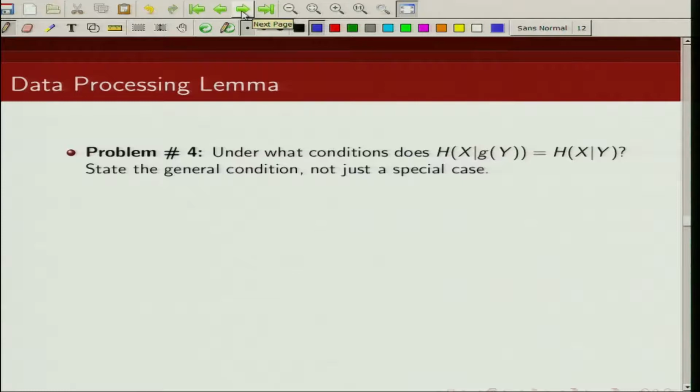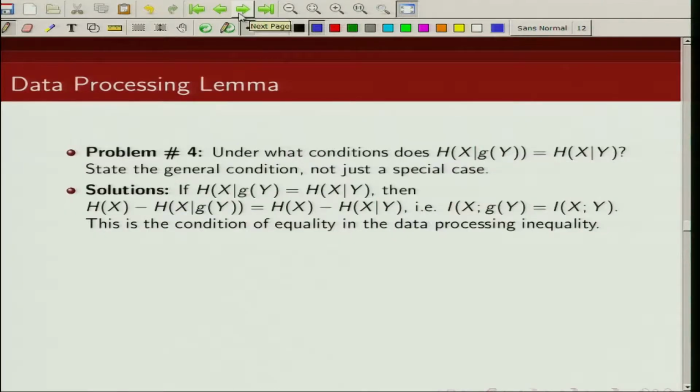The next question is, under what condition is the uncertainty in x given g of y the same as the uncertainty in x given y? If the uncertainty in x given g of y is the same as the uncertainty in x given y, then h of x minus h of x given g of y can be written as h of x minus h of x given y, or in other words, the mutual information between x and g of y is the same as the mutual information between x and y.